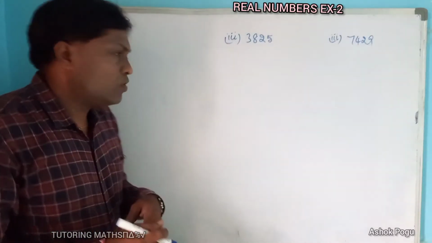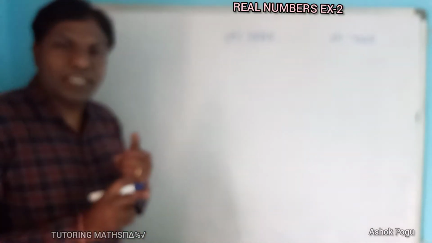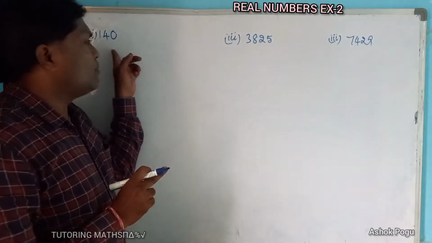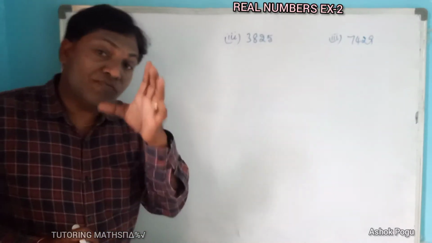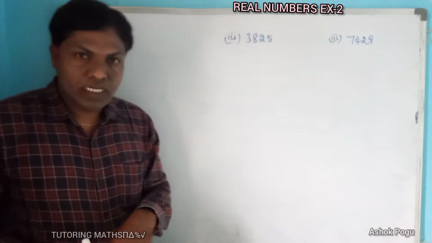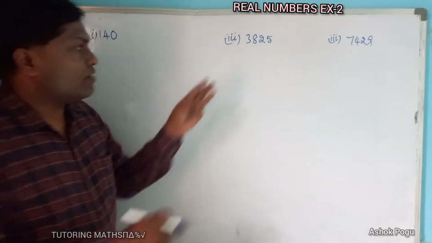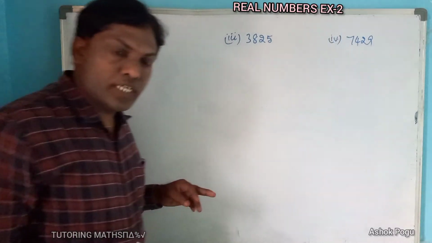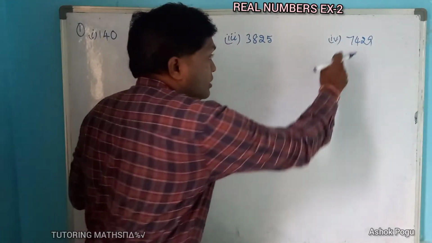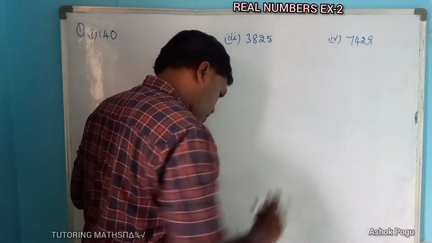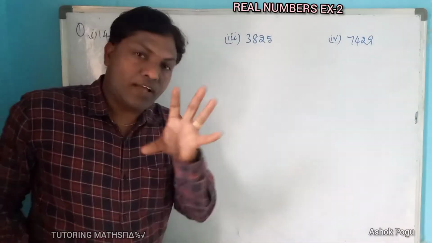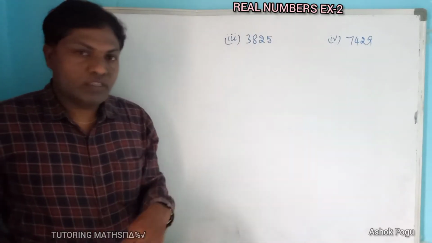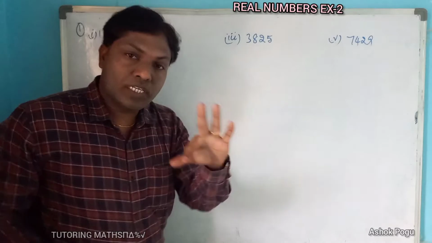Let us continue with the next exercise questions. Now here, in Chapter 1, exercise 1.2, the first part is that we have to find the prime factors of the following numbers. In total we have 5 questions. Of these 5 questions I am explaining the first, third and fifth.